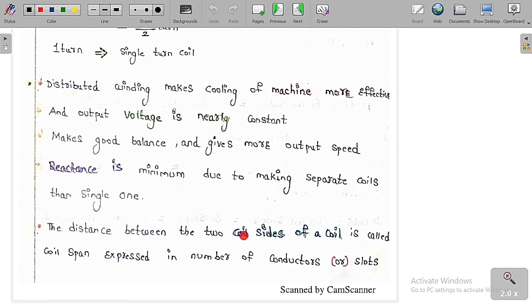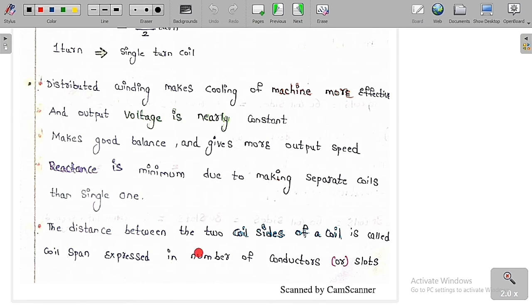The distance between the two coil sides of a coil is called the coil span. For a given coil there are two coil sides, and the distance between them is called the coil span. If the coil span is equal to the pole pitch, it is a full pitch winding. If the coil span is less than the pole pitch, it is a short pitch winding. If the coil span is greater than the full pitch, it is called an over pitch winding. These concepts I have already told you in the synchronous machine.